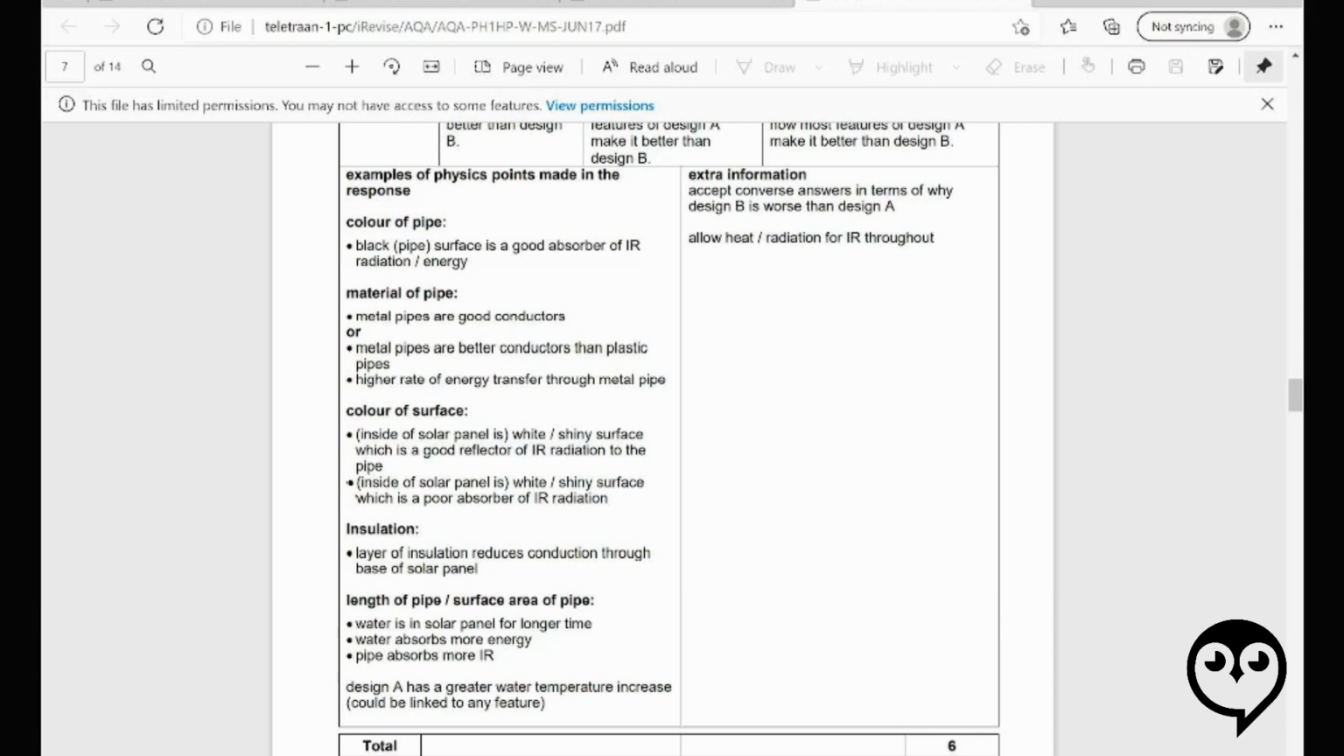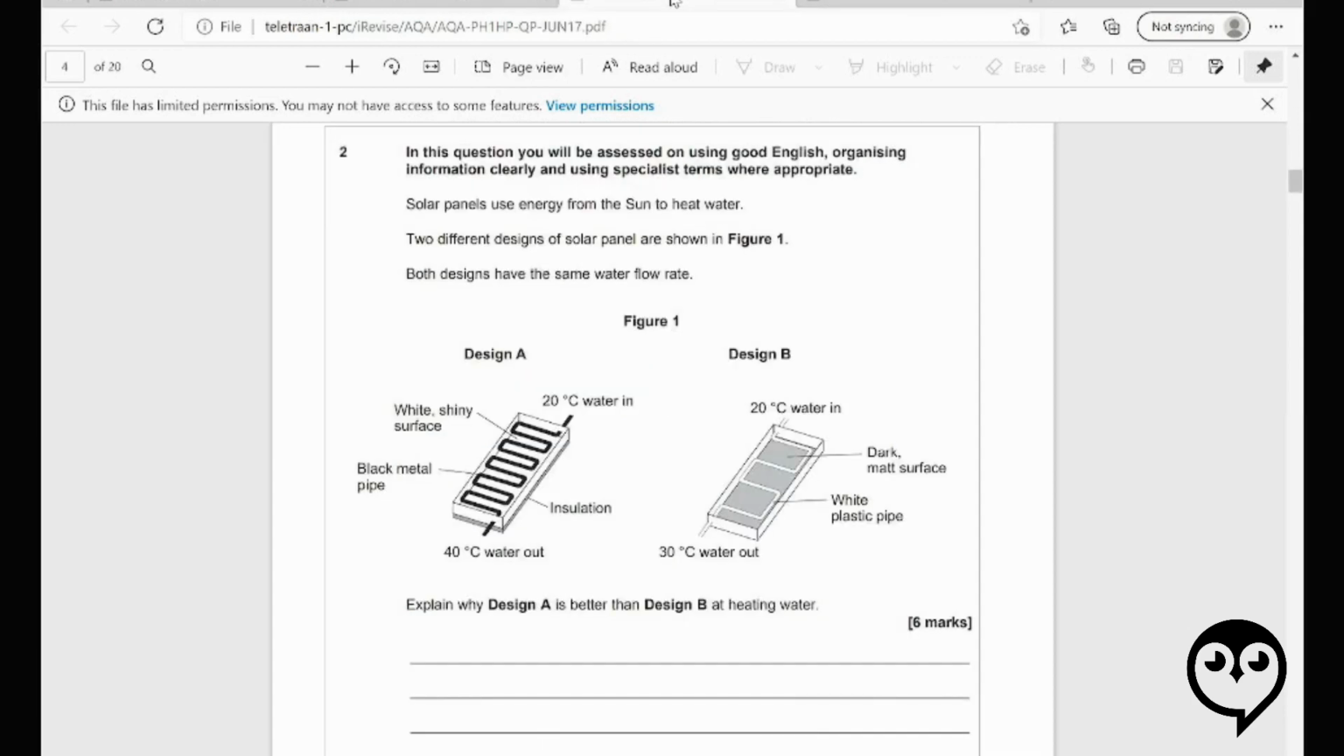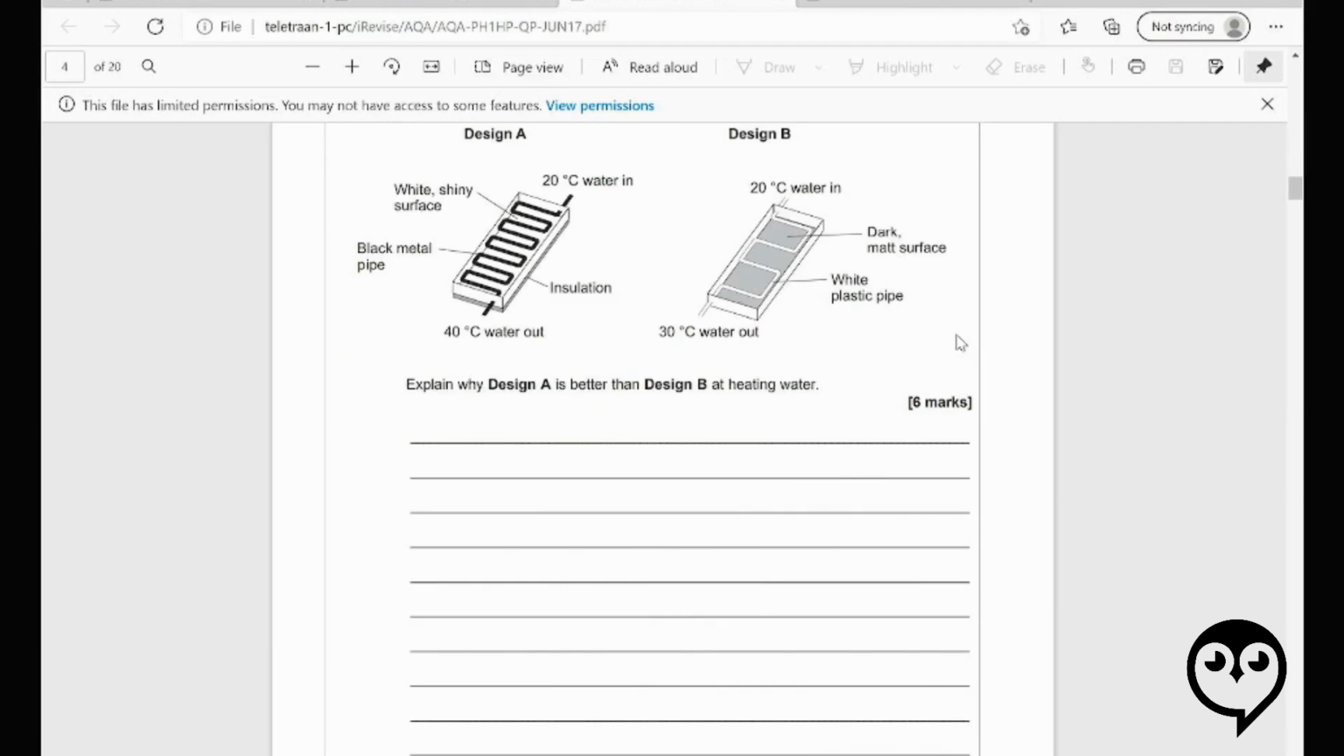We talked about the insulation, the length of the pipe, and because it's metal, it'll be faster. So design A has greater water temperature increase. And you could talk about any of those things. I hope you've done that. Like I said before, you really want to craft your answers. You really want to break it down. I'm just going through the physics here of what you should know, just reminding you how you might think this out. It's going to be your job to craft your solutions and be a wordsmith and make sure you are using scientific vocabulary, being efficient and concise, and that you've got a good flow to the answer.